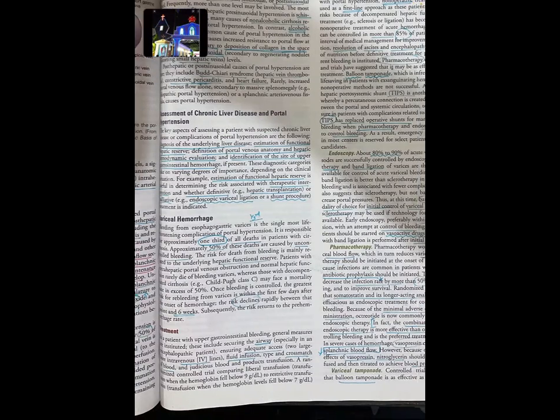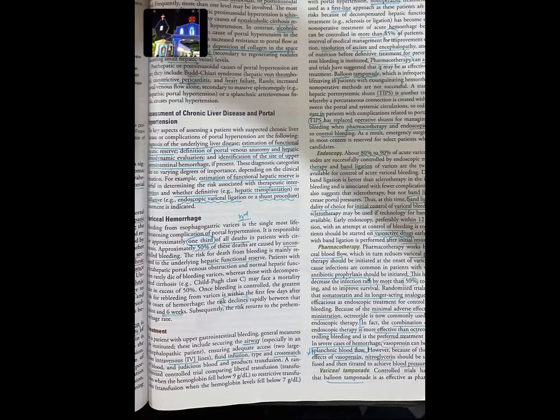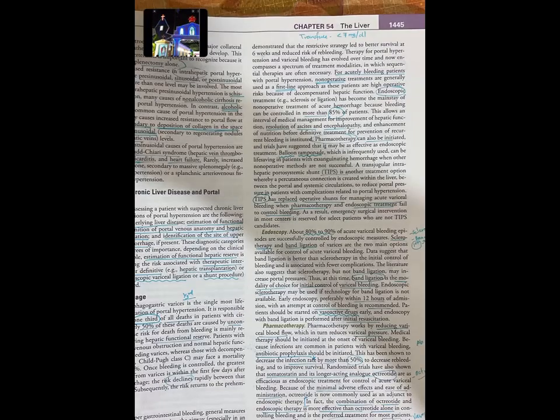Coming to the treatment, usually according to the studies, when the hemoglobin level is less than 7 milligram per deciliter, we can go for blood transfusion. Above that, the mortality rate is the same. But when it is less than 7, there is a response.